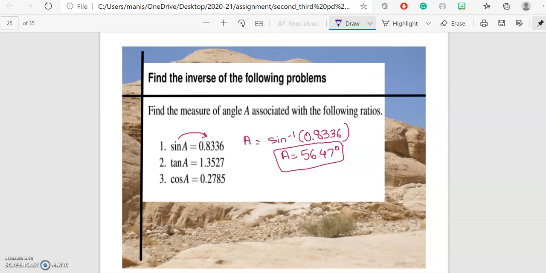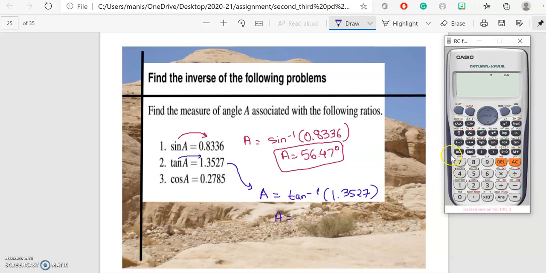Okay, next question, it says tangent of A is 1.3527. I will take the inverse on both the sides again in this case over here. So it will be A is equal to tangent inverse 1.3527. So I will use my calculator to find my answer for this problem over here. So this is my calculator over here. Again, a recap. You will press the shift button to access the features for sine inverse, cosine inverse, and tangent inverse. It says tangent inverse of what?